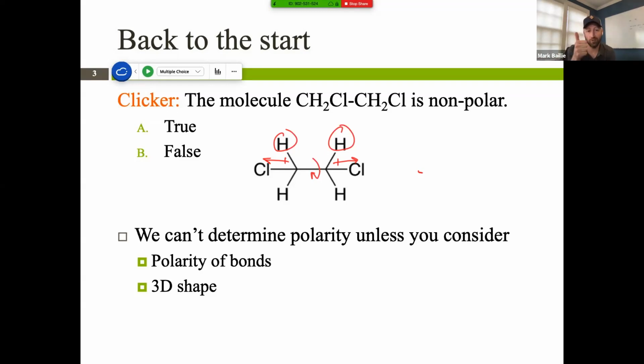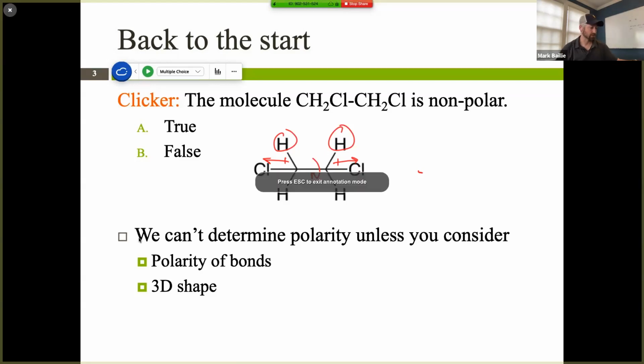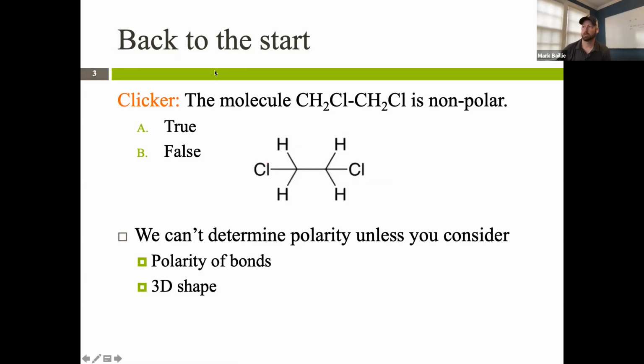So we have to say, are there polar bonds? Where are they in space? And are they stuck at a position where they would cancel each other out? So this was a little bit of a tricky question, but this molecule is polar. So this is a false statement. And the reason it's polar is because this is not the only way that this is drawn. And this isn't even a three-dimensional drawing, right?